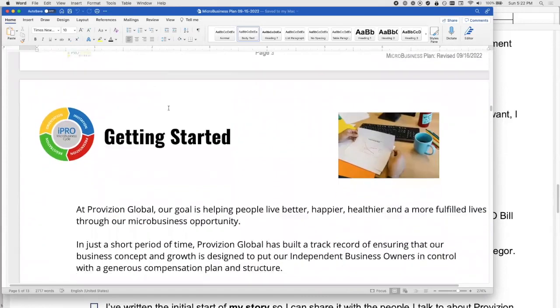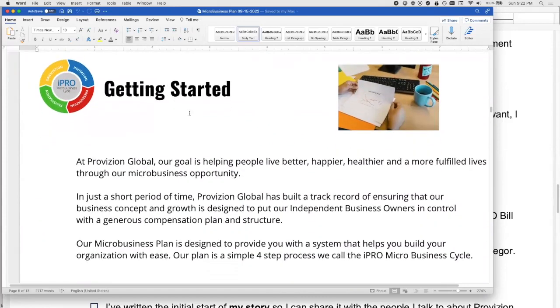Okay, let's look at getting started. At Provizion Global, our goal is helping people live better, happier, healthier lives, of course.